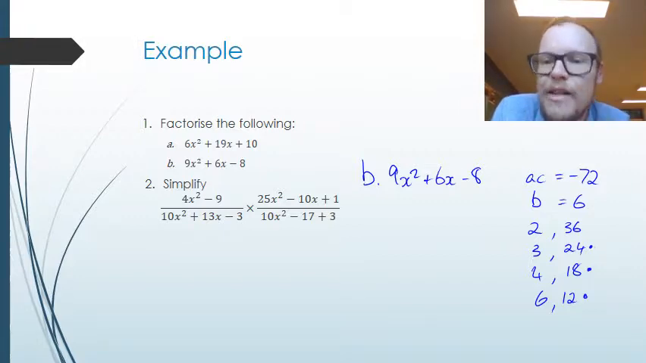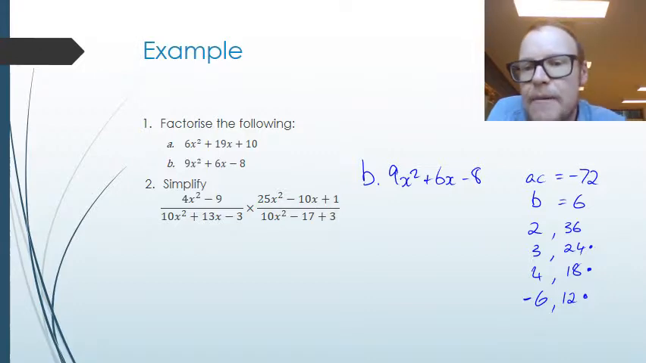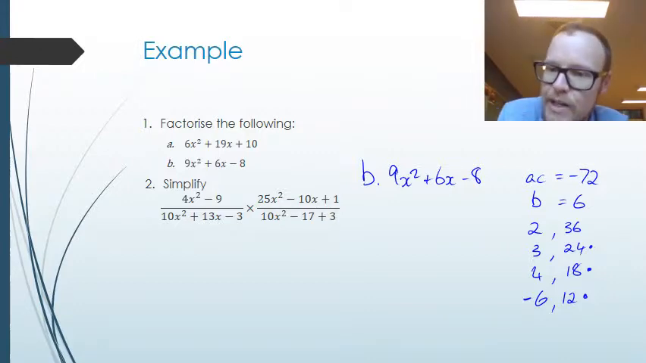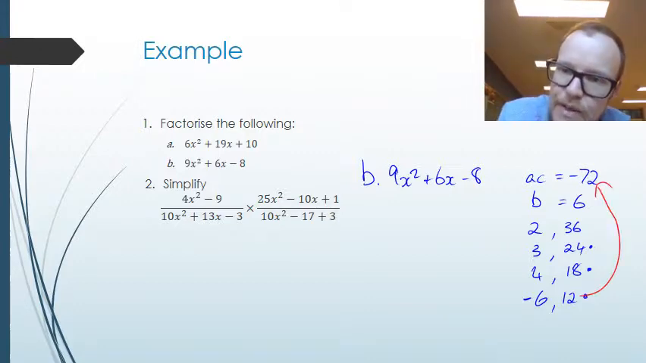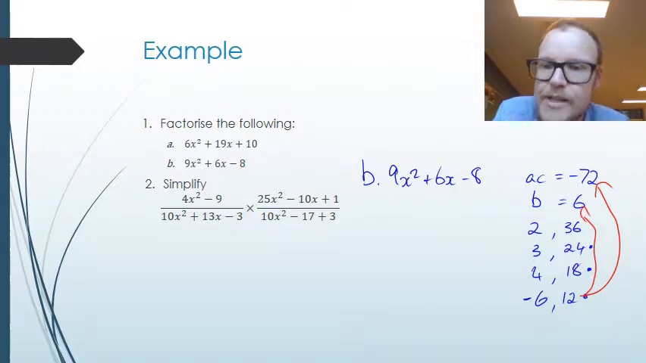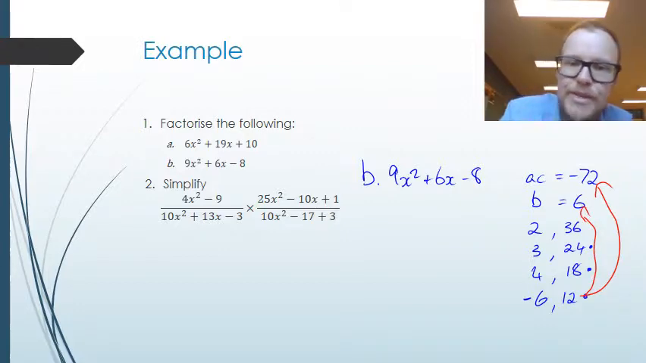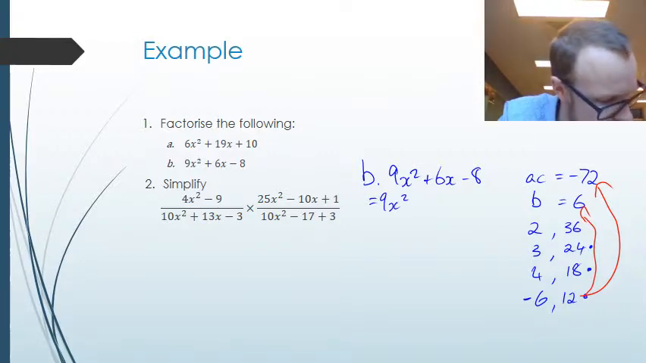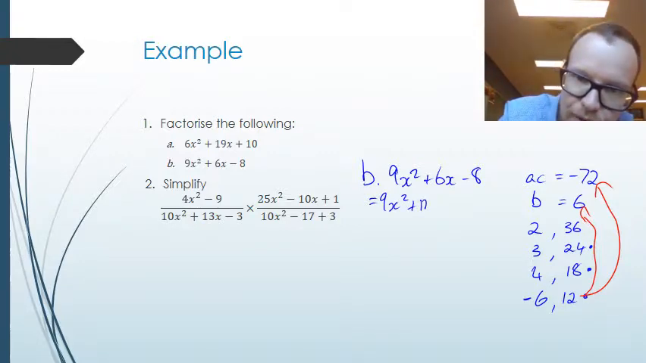12 minus 6 though. So if I have negative 6 times 12, I get my negative 72. And if I do 12 plus negative 6, which is the same as 12 take 6, then I get my 6 here. So they're my numbers. They're the ones I'm going to use. So let's have a look at doing this being 9x squared plus the 12x minus 6x minus 8.